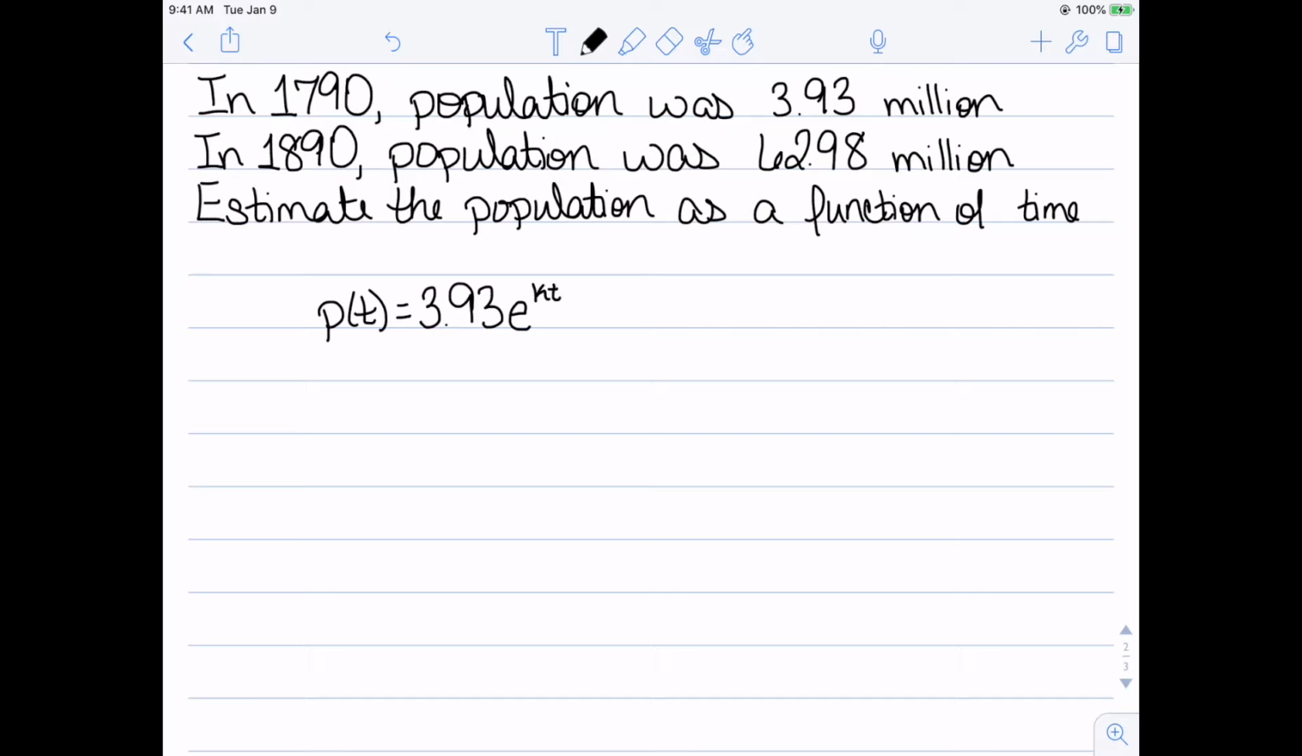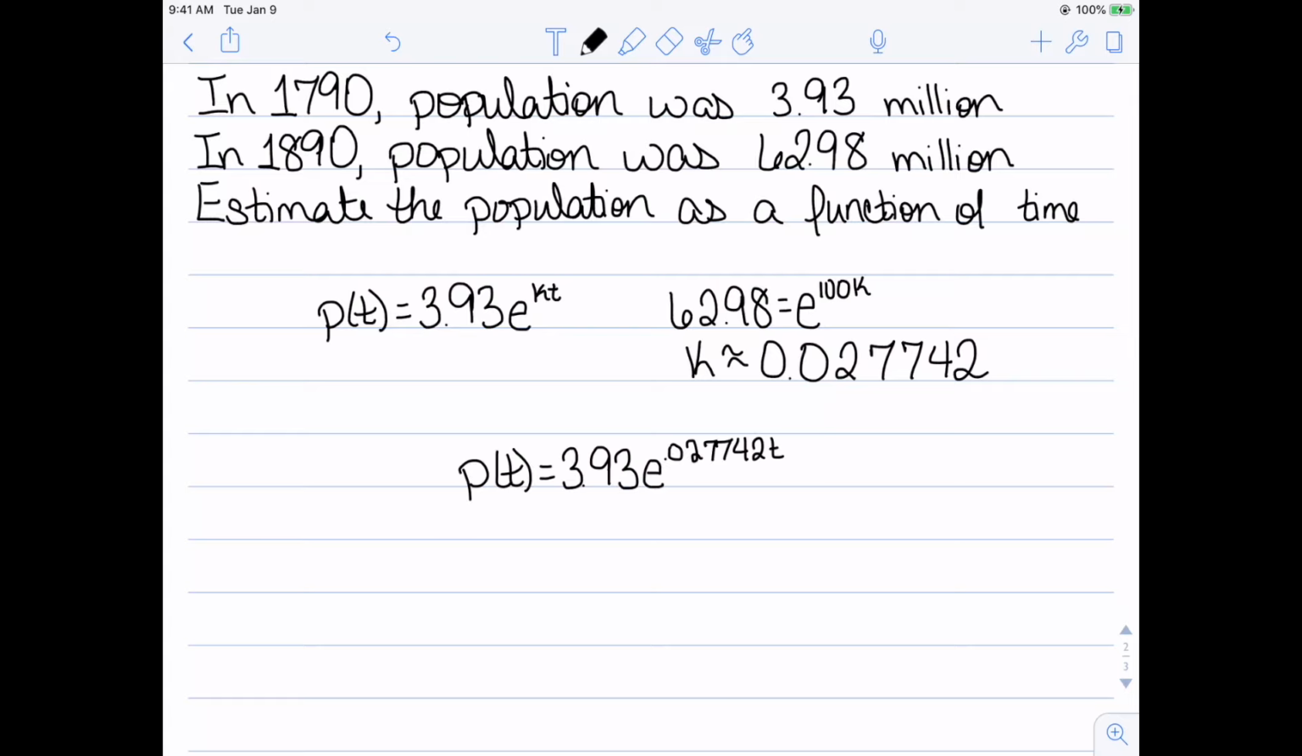K comes from the birth rate minus the death rate, which I don't necessarily know here, but I can use this other point to figure it out. Since 1890 is 100 years later, I can stick in 100 for t, and I should get 62.98 back out. And if I were to solve that for K, I would get 0.027742. Sticking that back into my model gives me P of t is equal to 3.93 times e to the 0.027742t.